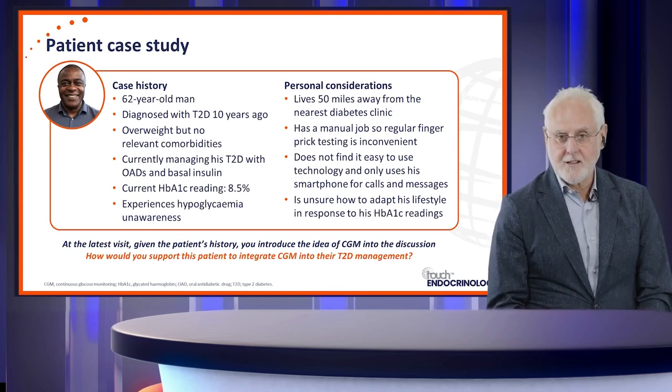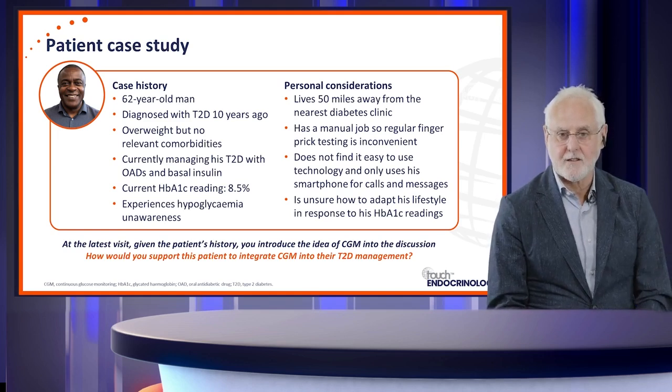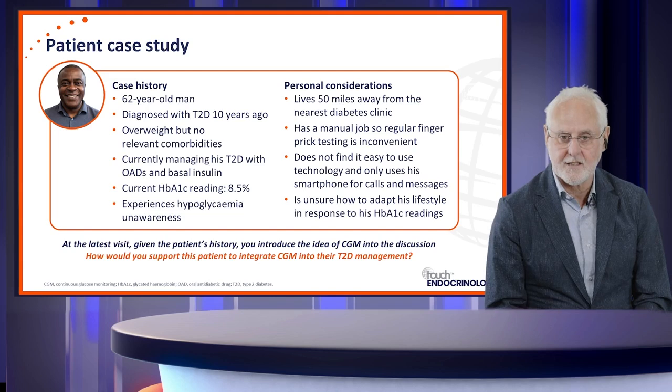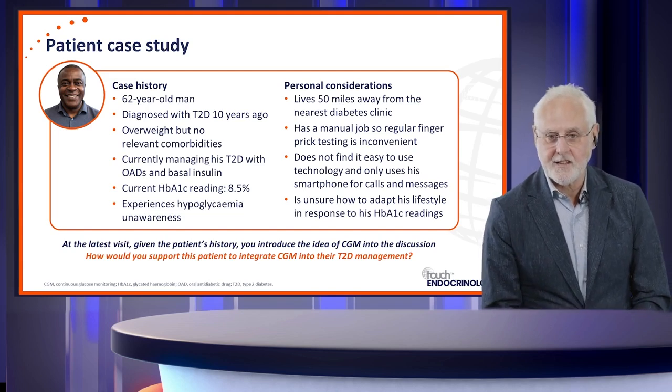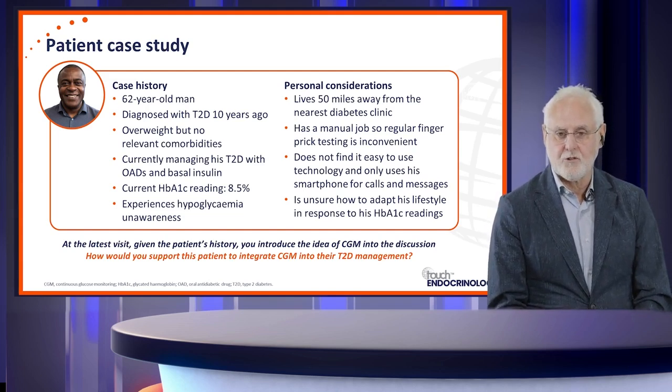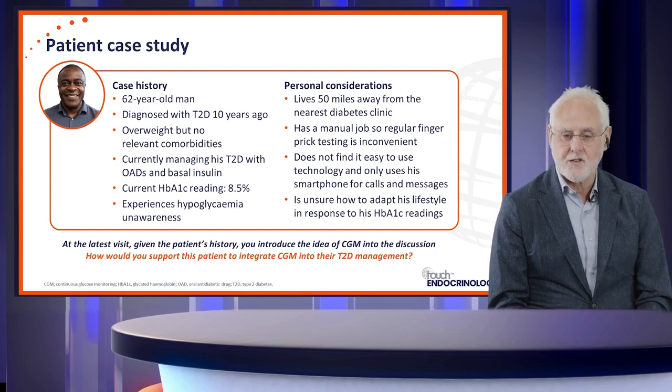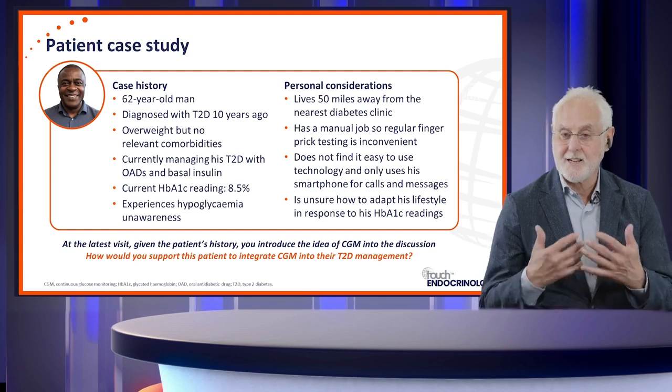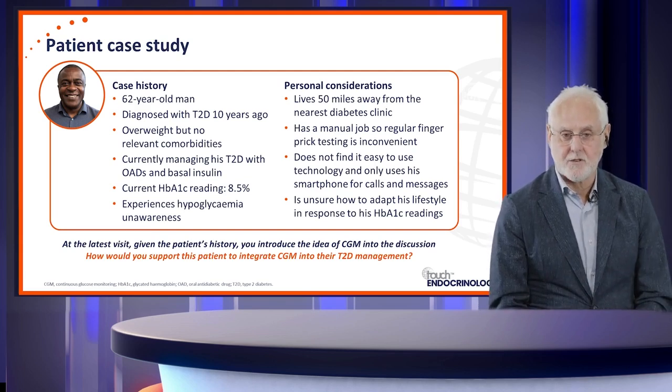From a personal perspective, he lives 50 miles away from the nearest diabetes clinic and has a manual job, so regular finger prick testing is inconvenient. He does not find it easy to use technology and only uses his smartphone for calls and messages. He's unsure how to adapt his lifestyle in response to his hemoglobin A1C readings, and in particular to his recurrent hypoglycemias. With this patient presentation, I'm going to turn it over to the panel for discussion: how would you support this patient to integrate CGM into the management of his type 2 diabetes?